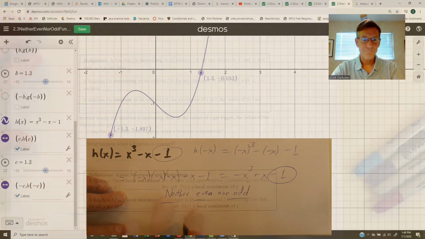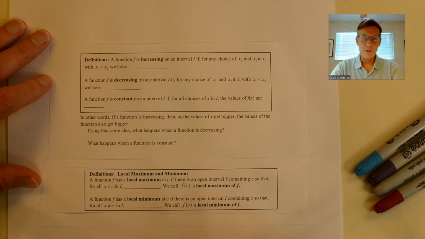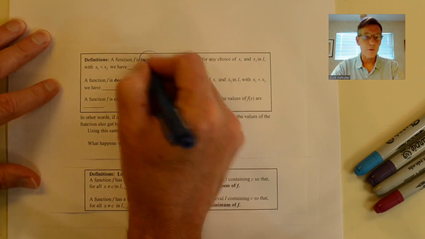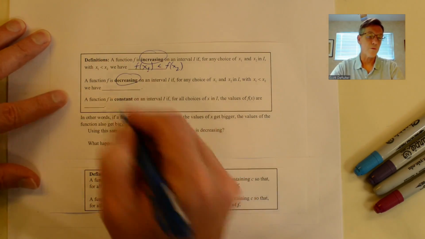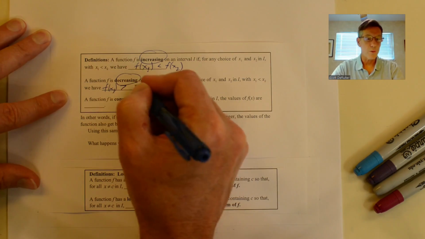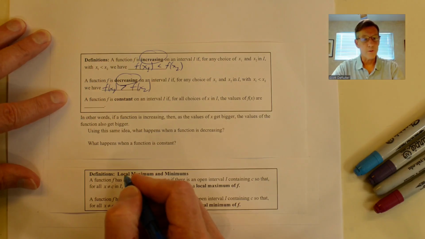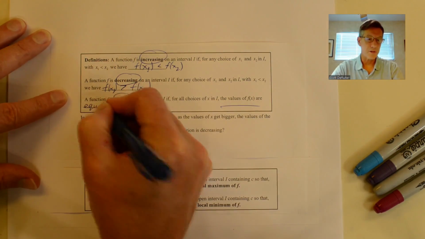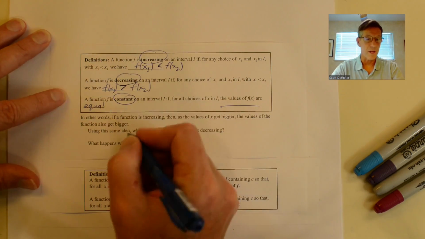Okay? So moving on, we're also going to be talking about increasing and decreasing functions. And the definition for an increasing function is just as you are going further along, your new value is larger than the previous value. And if it's decreasing, then the new value is less than the previous value. It's constant if the function values are the same on a given interval.